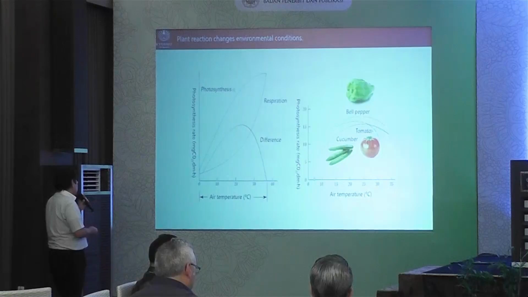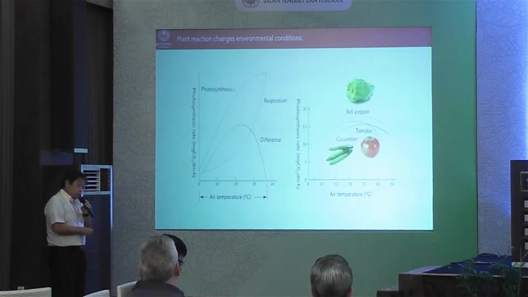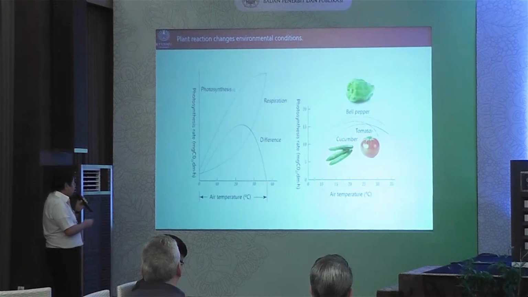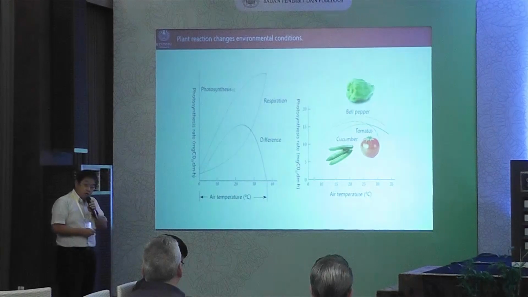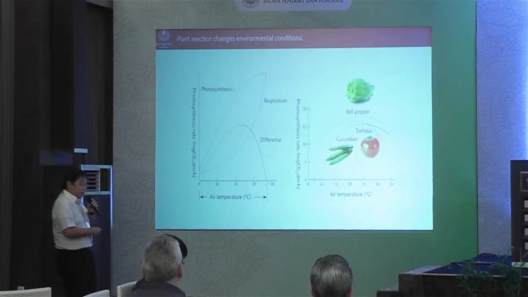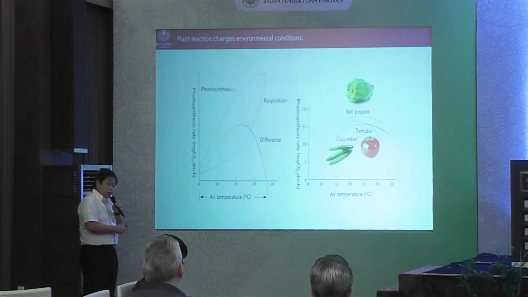Photosynthesis is closely related to air temperature. In general, 25 degrees is a better temperature for the tomato plant. These properties depend on the type of plant.